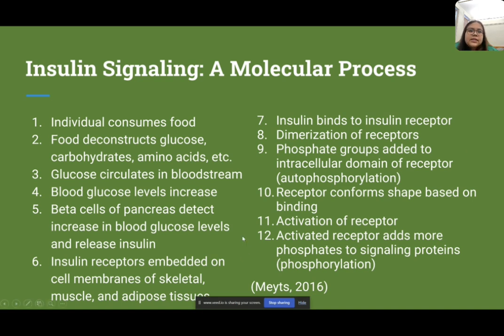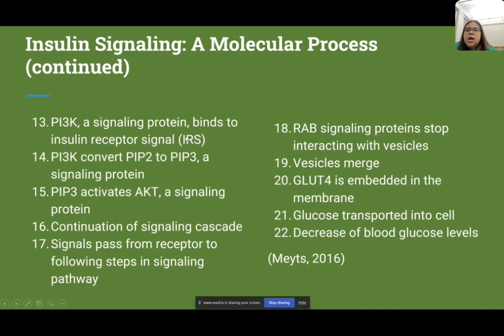As we can see here, in insulin signaling pathways, the receptor would be activated. Then it would add more phosphates to signaling proteins, also known as phosphorylation. Then PI3K is a signaling protein which binds to the insulin receptor substrate, also known as IRS. PI3K would then convert PIP2, a signaling lipid, to PIP3.